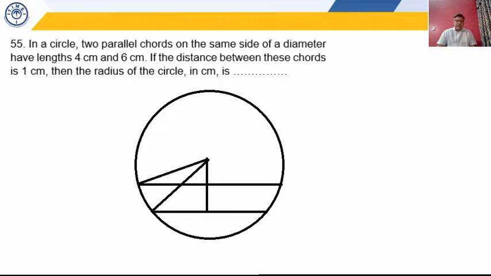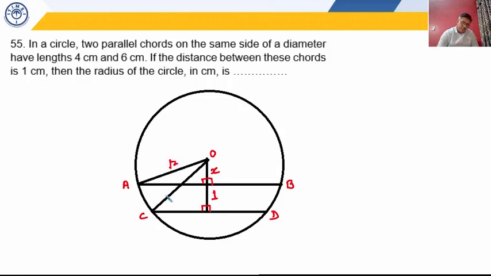Now come to the next one. In a circle, two parallel chords on the same side of diameter having length 4 and 6 centimeter. If the distance between this chord is 1 centimeter, then find the radius of the circle. Now according to your question, distance between the chord is 1. So this is 1, and let's say this is X. This is O. One of the chord is AB, and the second chord is CD. Let's say this is perpendicular, so it would be perpendicular bisector. That's why the distance between the two chord is 1 centimeter.